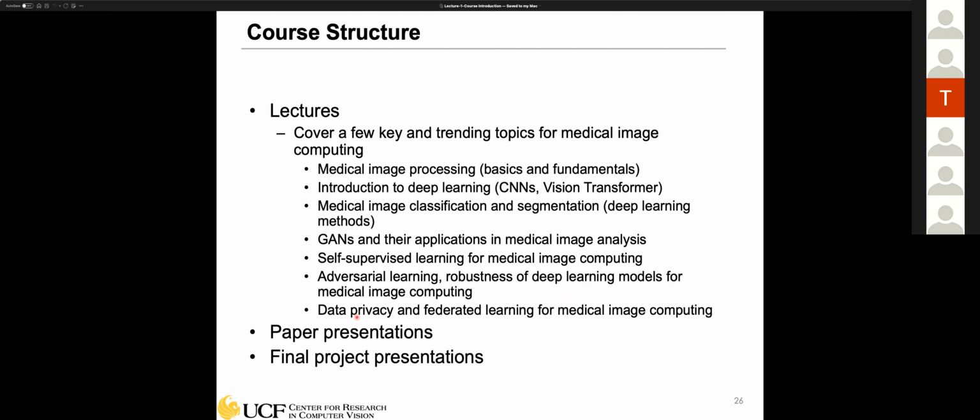The second part will be the paper presentations. I will provide a list of papers that cover a wider range of topics, which fall into these categories. Each class will have a student presentation to talk about these papers, so you learn more and learn the latest techniques in this particular problem. Okay, and the last part will be the project presentation. That's towards the end of the semester, when you have almost finished everything in your project, and we'll showcase your work. Okay.